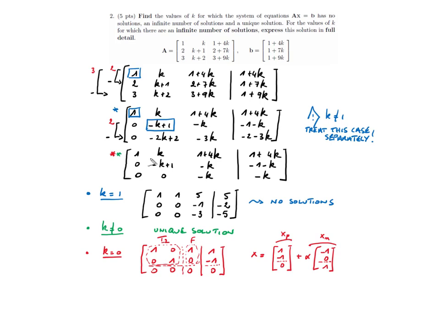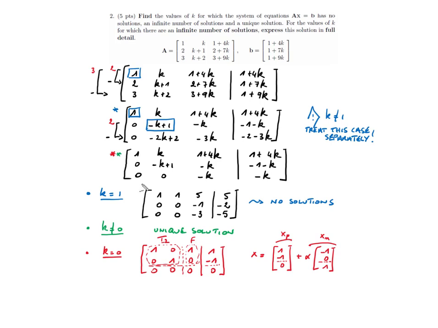If you now look at this situation that is valid when K is different from 1, you can see here that you have, at least when K is different from 0, an upper triangular matrix, and therefore you'll have a unique solution because you can find the solution by back substitution, right? So the only case that we have to consider now is the case where K is equal to 0, because this generates here a line of 0. So we know that we'll have an infinite number of solutions, right? And here the question says, in this case, you have to express the solution in full.